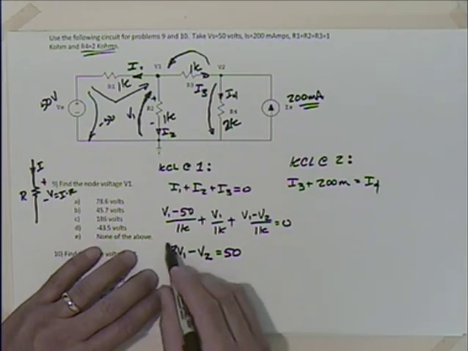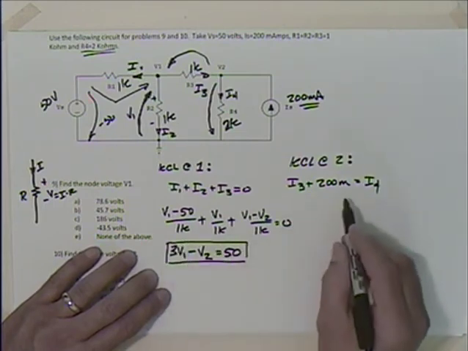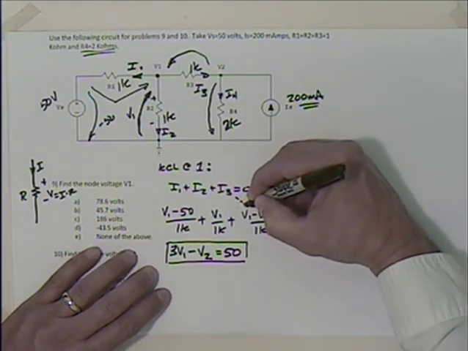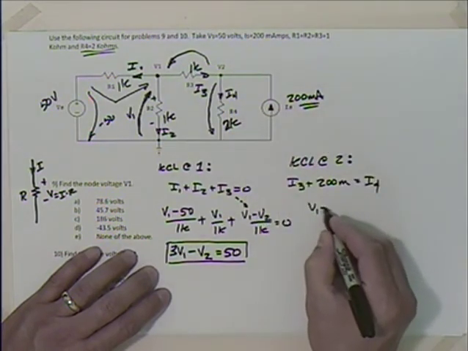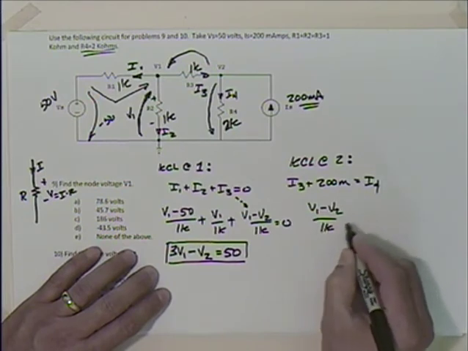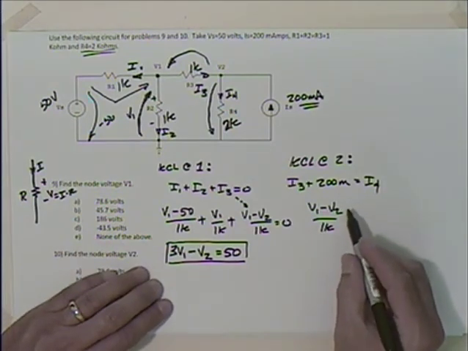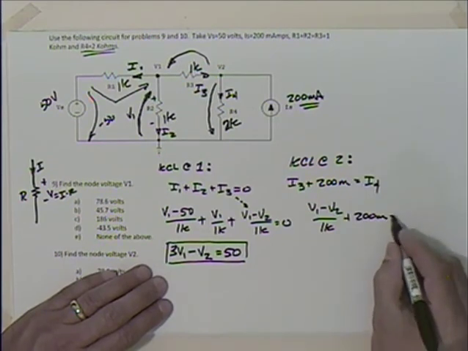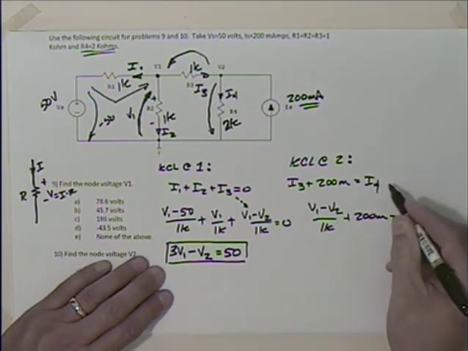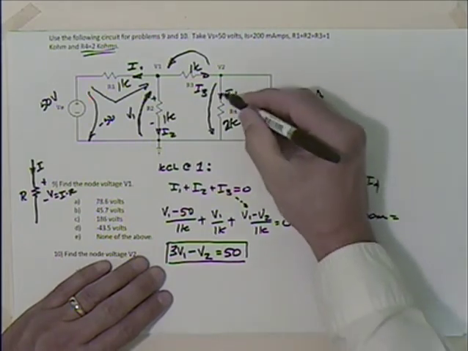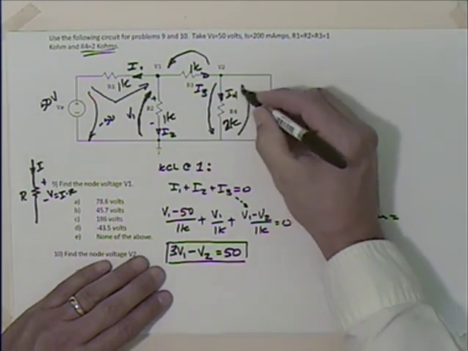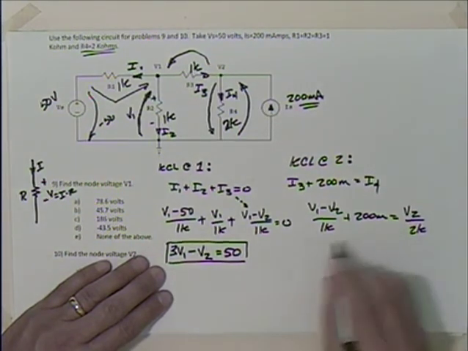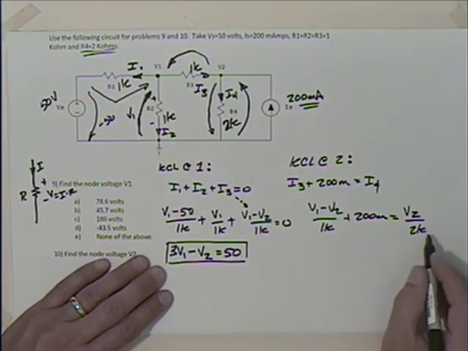So we said we'd have one equation with two unknowns. Good thing we wrote this equation over here. Well, what's I3? No need to reinvent the wheel. We have I3 right here: V1 minus V2 over 1K, plus 200 milli is equal to I4. I4, what's that? Well, I4 is going like that, so I just need to find that voltage there. That's V2 divided by 2K. So I multiply this whole thing by 2,000.